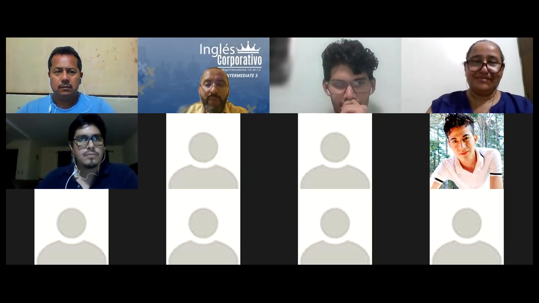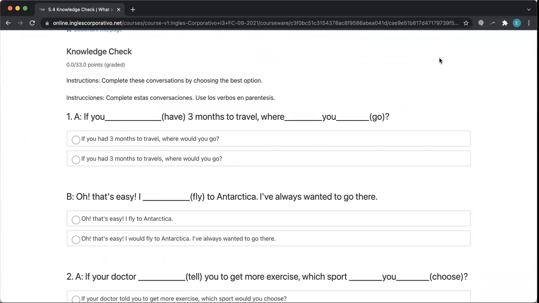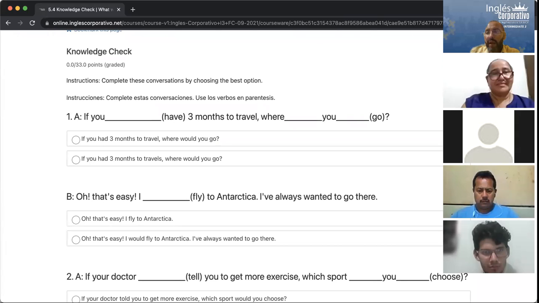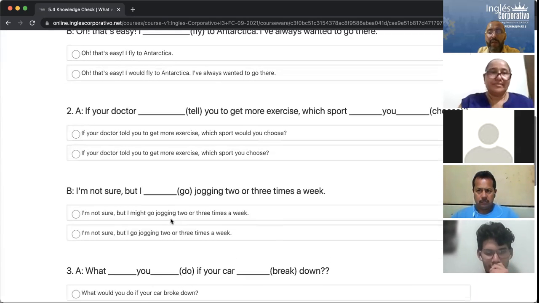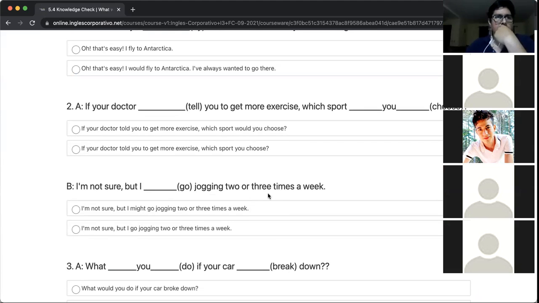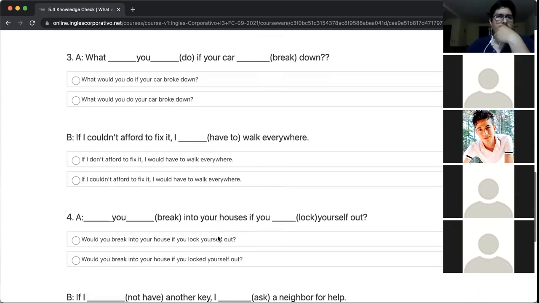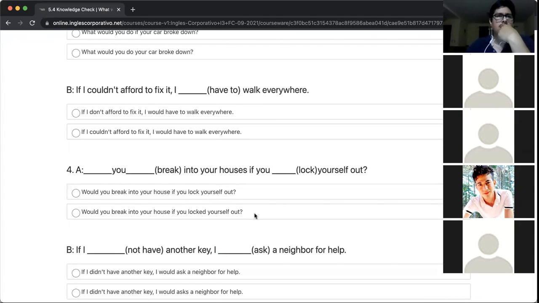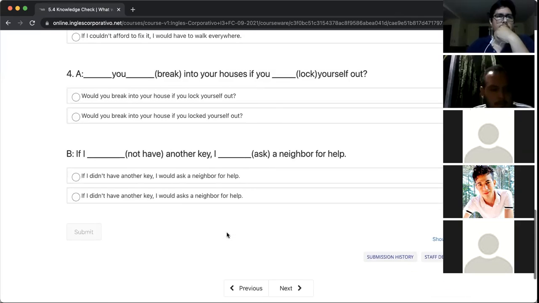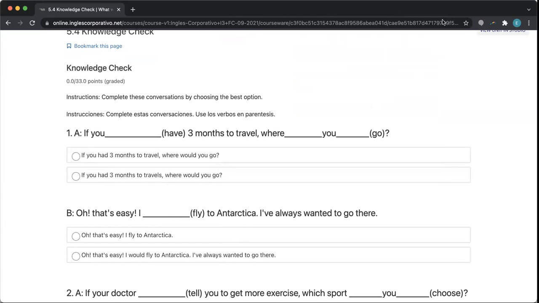Here we have some examples that we are going to do together. This is from 5.4. Let's look at it. Okay. Let's have different options. Let's see. Maria, you're going to have 1A. Kelsey, 1B. Henry, 2A. Henry, 2B. Francisco, 3A. Ever, 3B. Byron, 4A. Ana Pineda, 4B. That way, everybody has an opportunity.